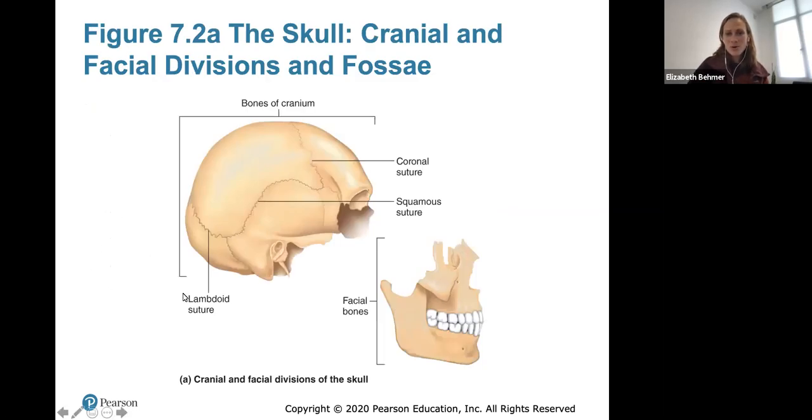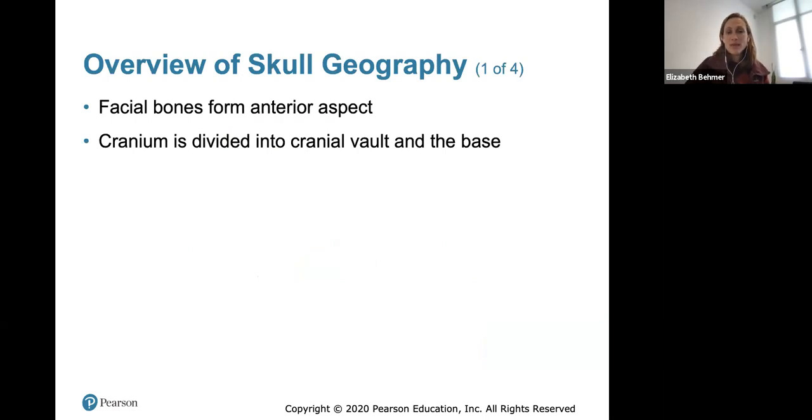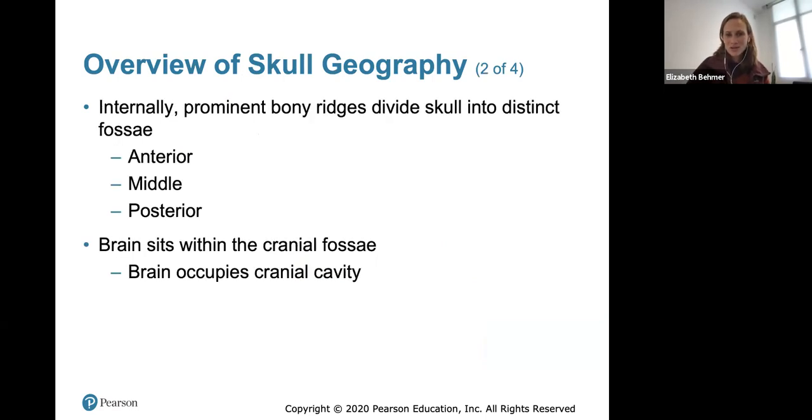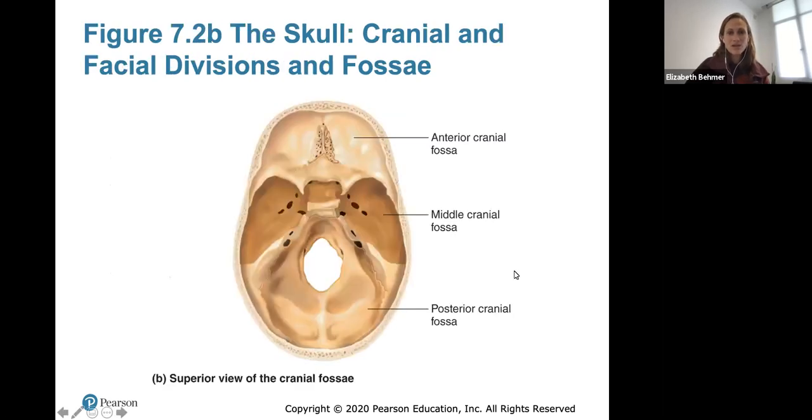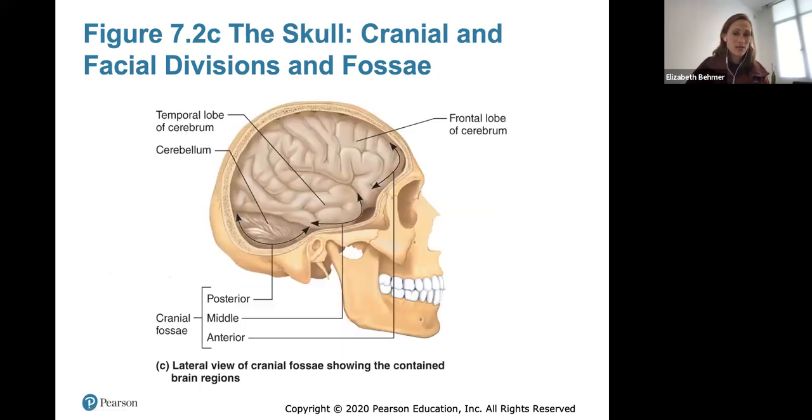So here are the bones of the cranium versus the facial bones. You can see here how we separate them out. Again, the bones of the cranium have the cerebrum inside, and the facial bones are more on the front aspect of the face. The facial bones form the anterior aspect, and the cranium is divided into a cranial vault and the base. Internally, prominent bony ridges divide the skull into distinct fossae: anterior, middle, and posterior. The brain sits within the cranial fossae and occupies that cranial cavity. Here's a look at the anterior, middle, and posterior cranial fossae, or depressions, where the brain will sit and occupy those spaces.